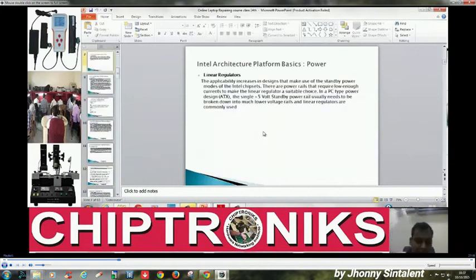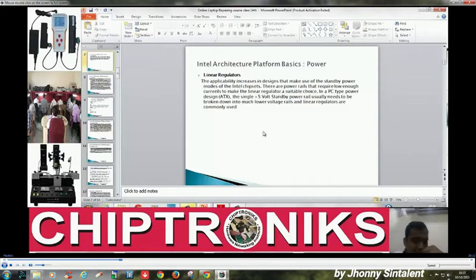We go to the next slide, and we'll talk about linear regulators. We already talked about switching voltage regulators, and now we talk about linear regulators. Why linear? What is the use of linear voltage regulators? The question is, why do we require a linear voltage regulator?